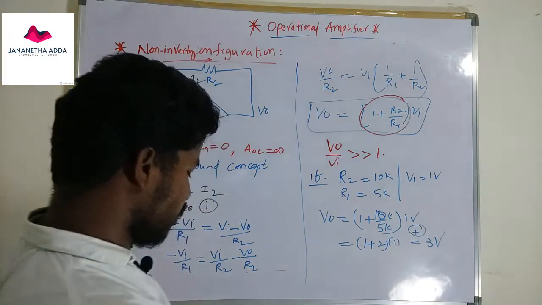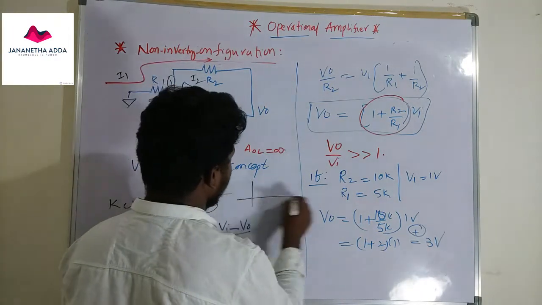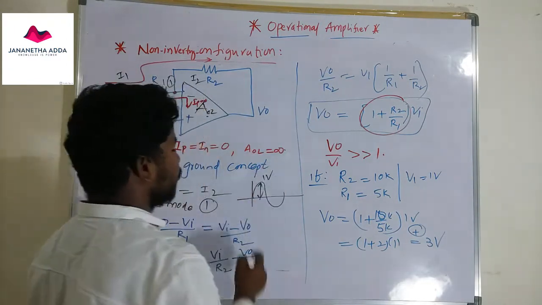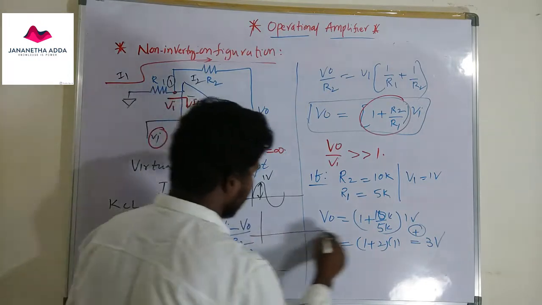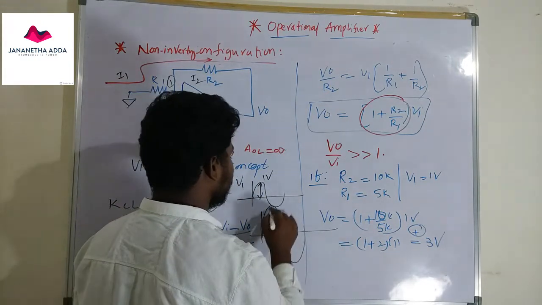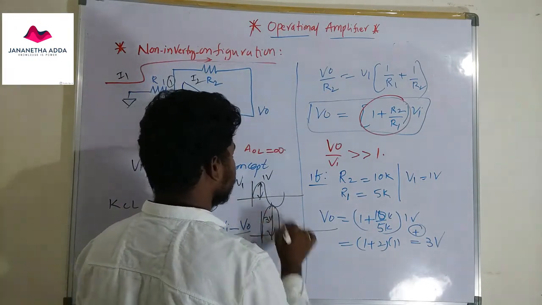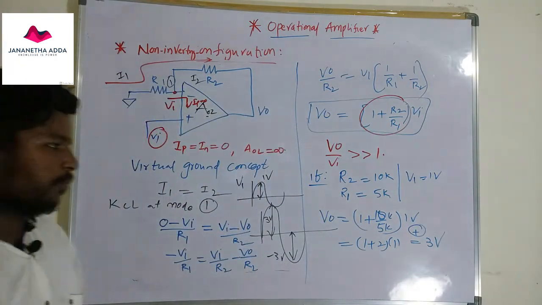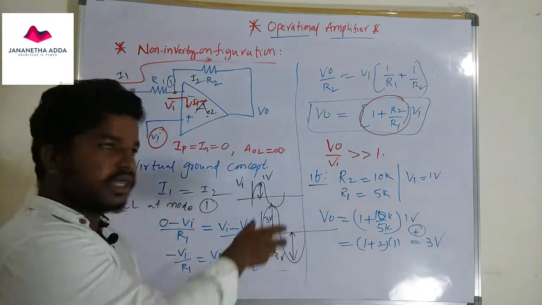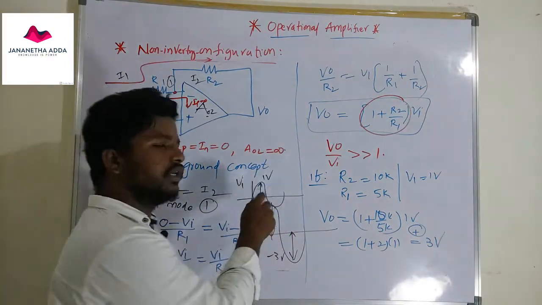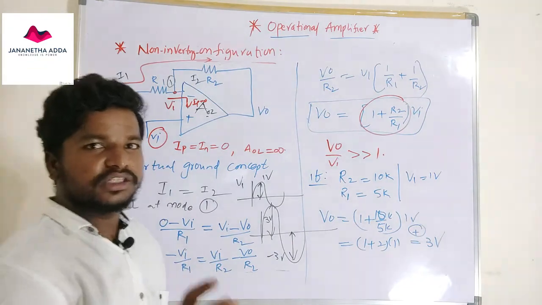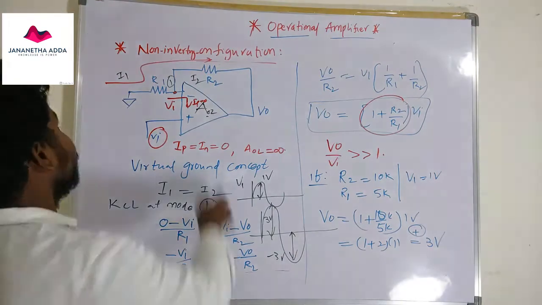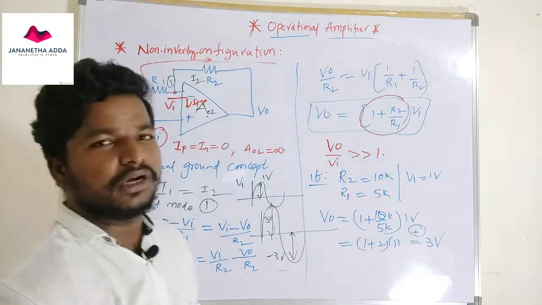If I draw the input and output waveforms, if I give an input signal having 1 volt amplitude at the input terminal, I will get an output having an amplitude of 3 volts at the output side. So the phase of the input signal is the same as the phase of the output signal, only there is a change in the amplitude of the signal. Because of that, we call it a non-inverting configuration amplifier.